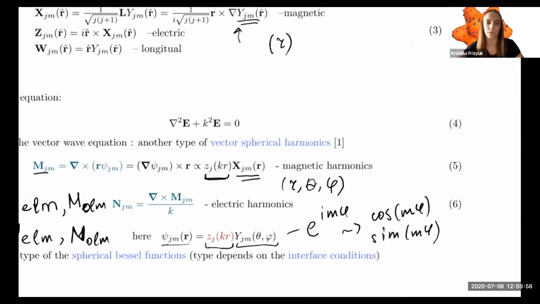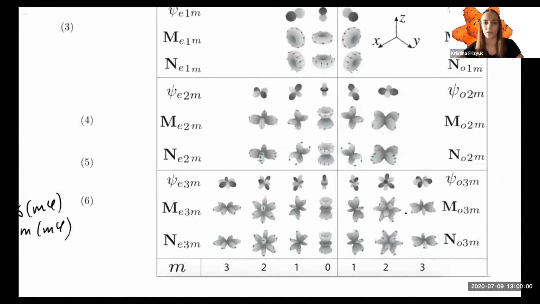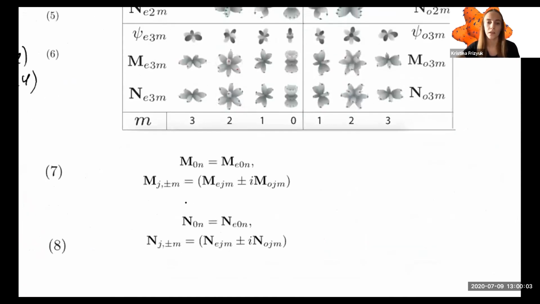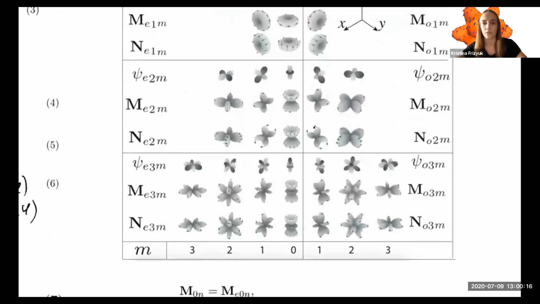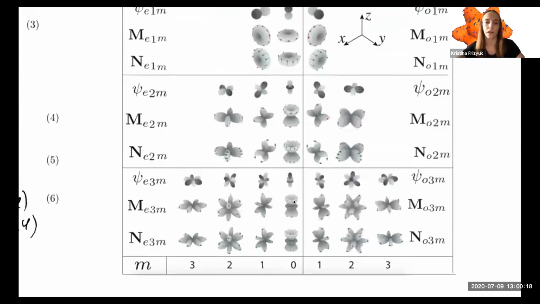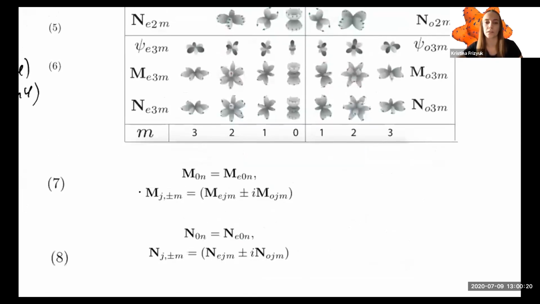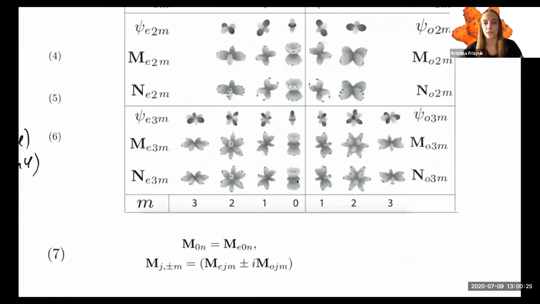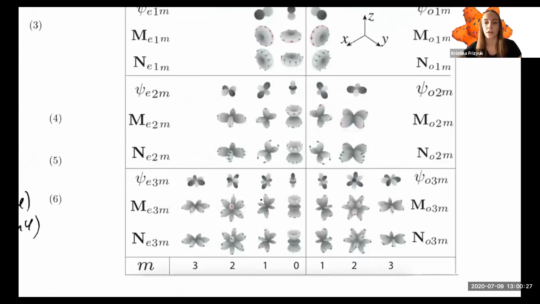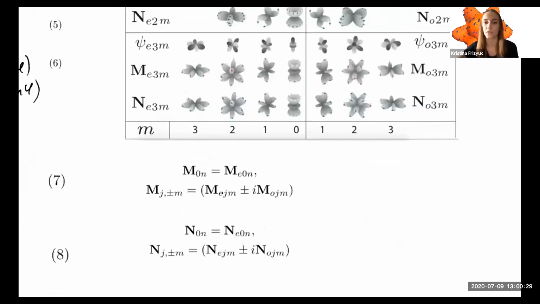So you can find a simple connection between these functions with only 2 indexes and these functions with 3 indexes. They are connected the same way as sine and cosine. I can actually call this one complex and this one real.